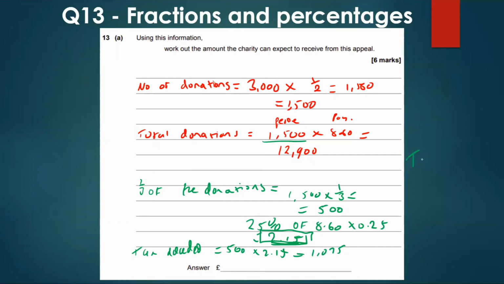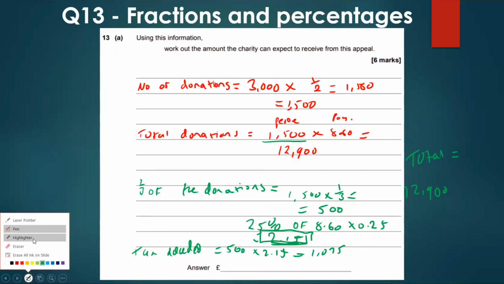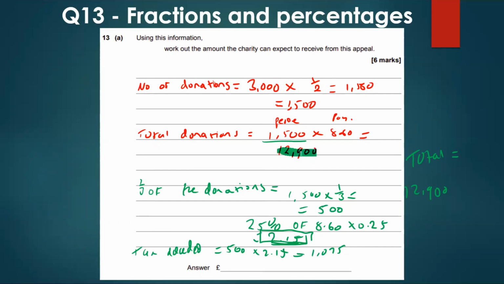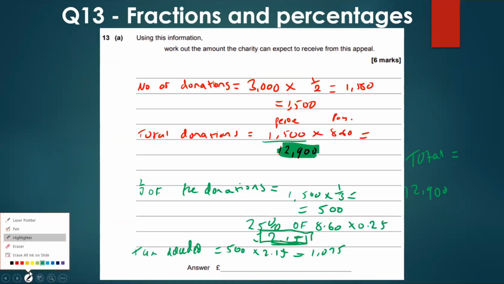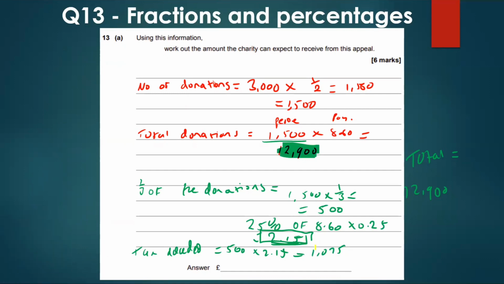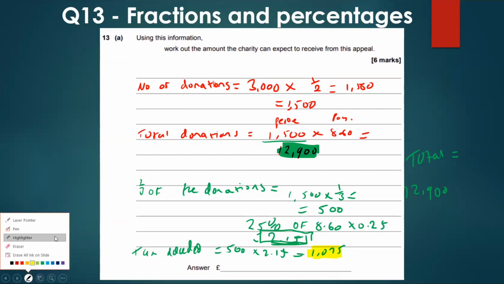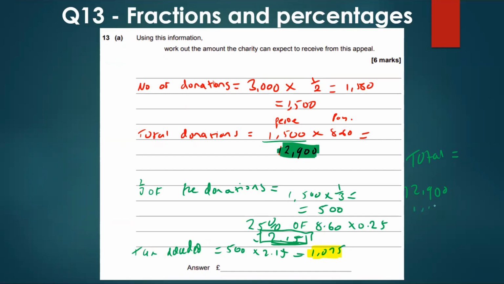So then the total that they can expect to receive is going to be the total donations, the 12,900. Please do not add up this 1,500. It's the total donations plus the tax added, because remember, the government adds 1,075. So adding that onto 1,075, that's 5, 7, 9. 2 plus 1 is 3. So that's 13,975. Hopefully that makes sense, guys.